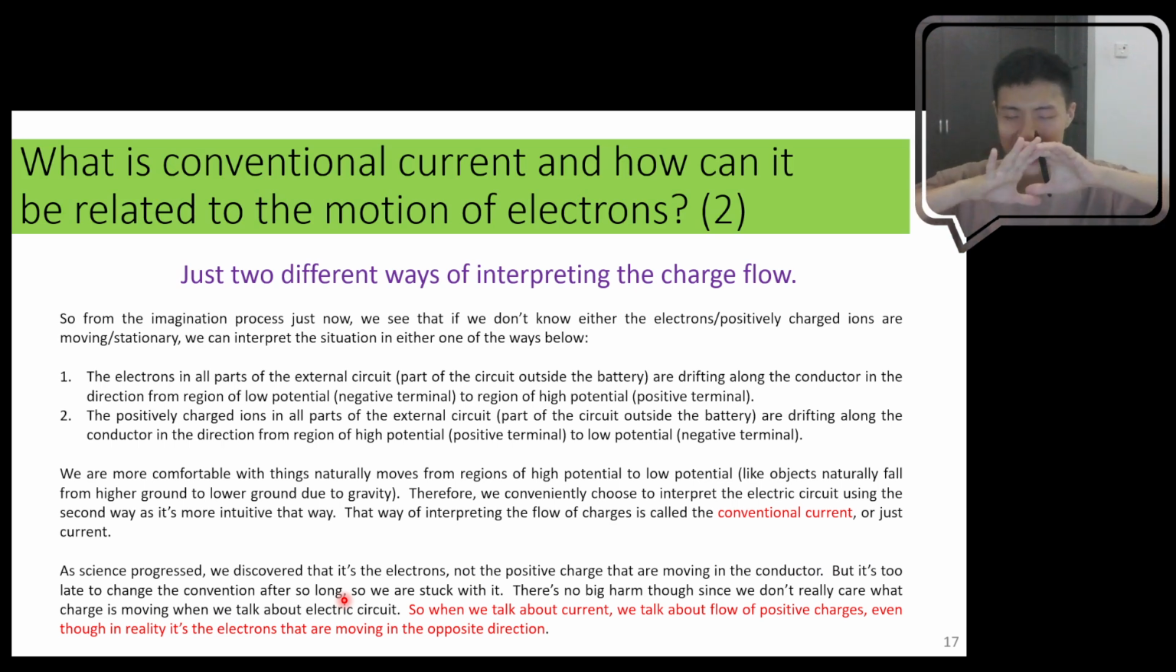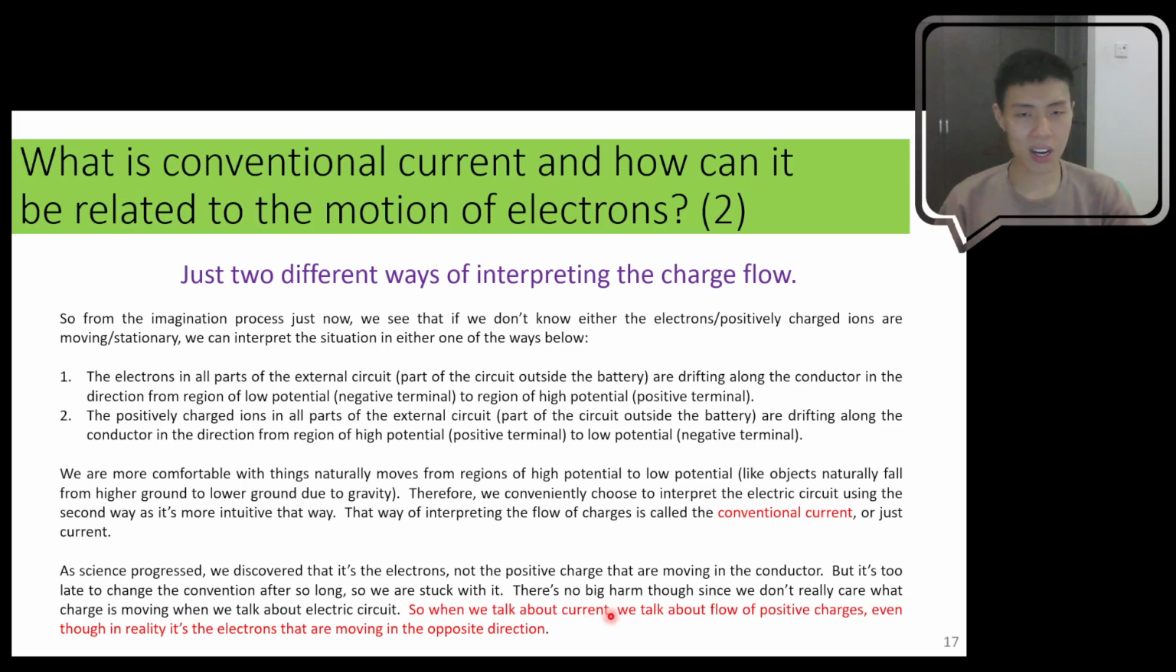Our science has progressed a lot from that point onwards. We are already used to thinking of it as positive charge flowing. But if you think about it, there's no big harm in it, because you can just think of it as the opposite of the electron moving, imaginarily. The whole thing still works. Since we don't really care what charge is moving, we just want it to work, right? So we don't really want to focus on what charge is actually moving.